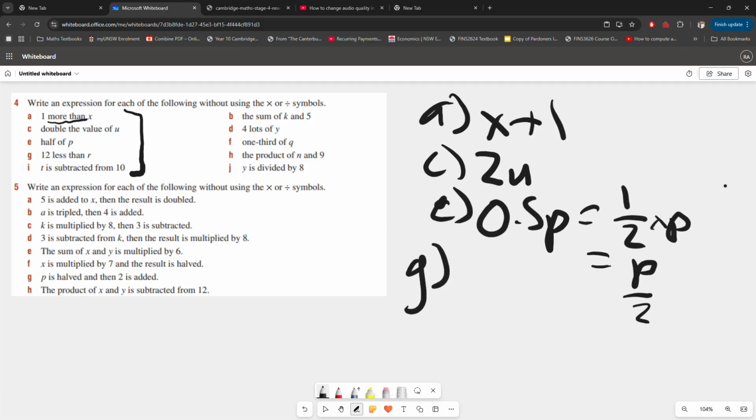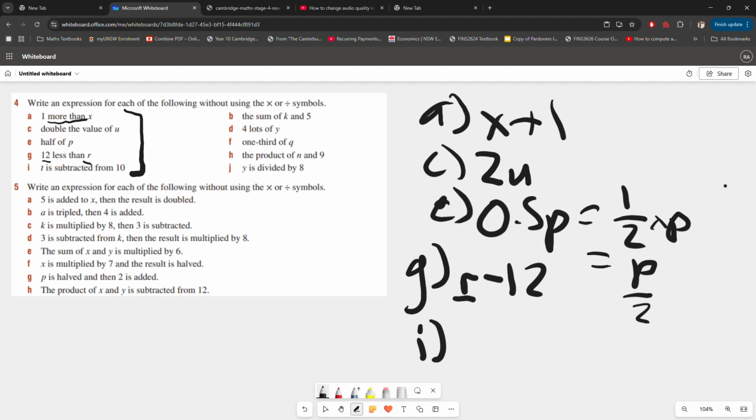G, we've got 12 less than R, and here it's very important to determine which one is first. Is it the R that's first, or is it the 12? It says 12 less, so that means minus 12. So minus 12 from R. R is going to be your starting one, and it's going to be 12 less than that. Therefore it's R minus 12.